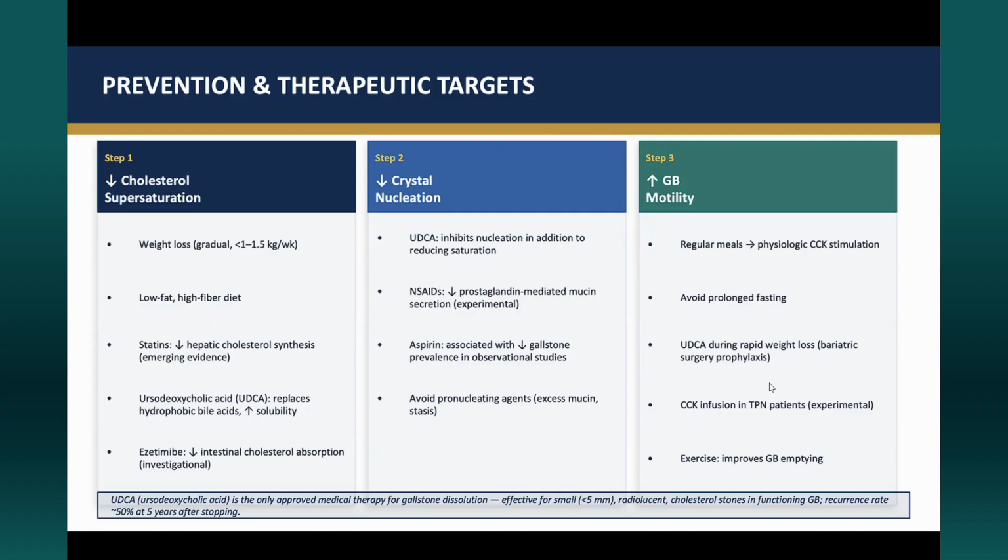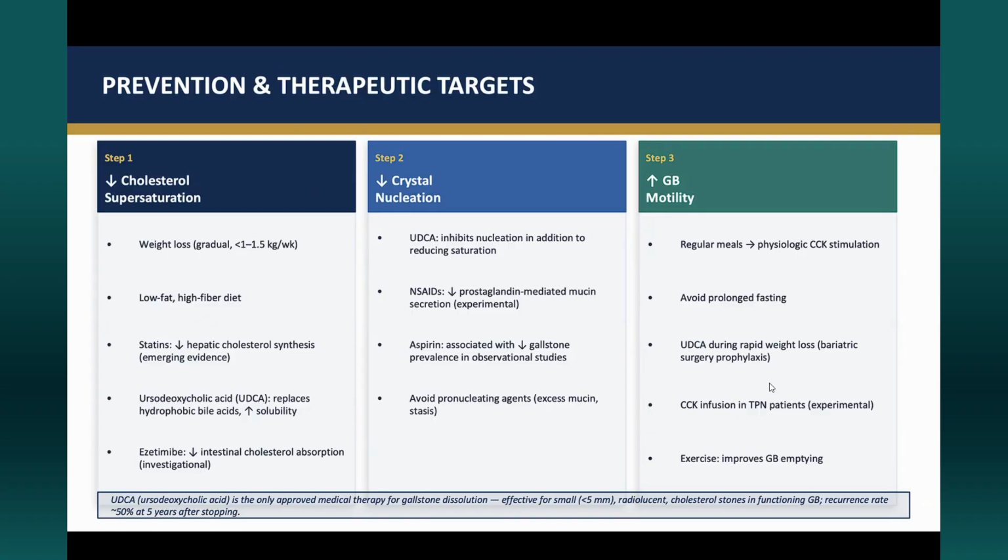Crystal formation, again, the role of UDCA is a drug that dissolves the stones. So it inhibits nucleation. NSAIDs actually decrease prostaglandin and mucin secretion, aspirin, and of course, lastly, you need to have regular meals because as I mentioned, if you don't eat, it does not produce contraction, so it stagnates. And avoid prolonged fasting. TPNs are actually linked to gallstones, UDCA during rapid weight loss, and of course, exercise can improve gallbladder motility.